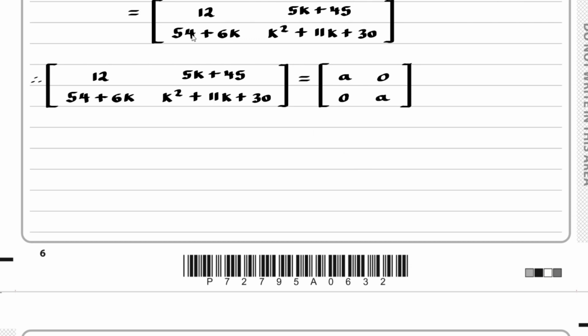And what we can now do is determine the value of a and determine the value of k. So if we work out the value of a, you can straight away see 12 is equal to a, so a is 12. And to find the value of k, well, we have 5k + 45 = 0, and if I solve for k, k is equal to −9.